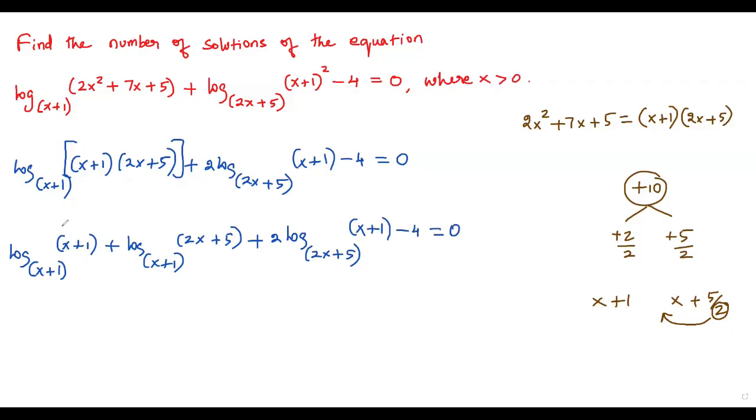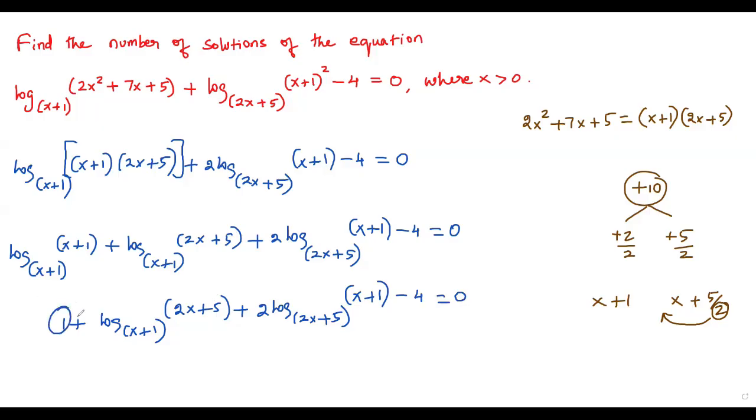Okay, here in this logarithm, the argument and base are both equal. In a logarithm, if the base and the argument are the same, then the value of such a logarithm is 1. So we can plug in 1 for this one. Then I'm getting 1 + log base x+1 of (2x + 5) + 2 times log base 2x+5 of (x + 1) − 4 = 0.